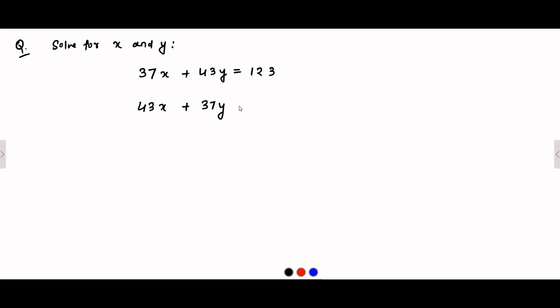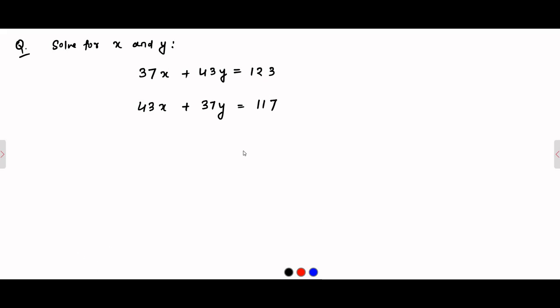So I'm writing the question. Solve for x and y. I'm not specifying which method because you will see why. 37x plus 43y is equal to 123. This is the first equation, and then we have 43x plus 37y is equal to 117.